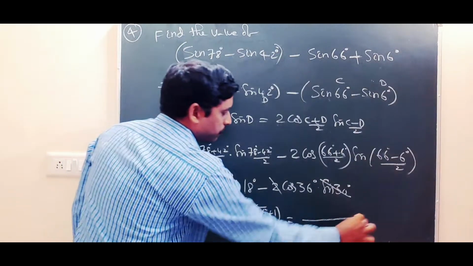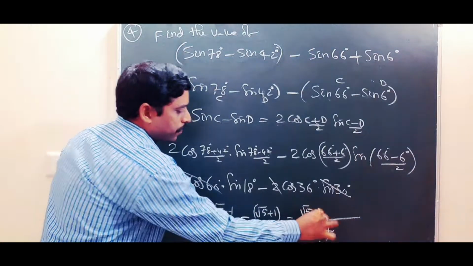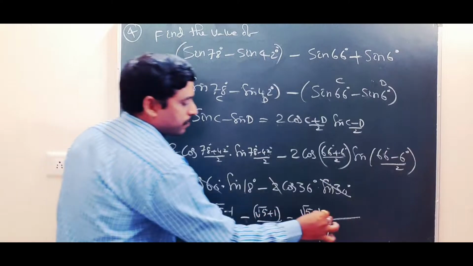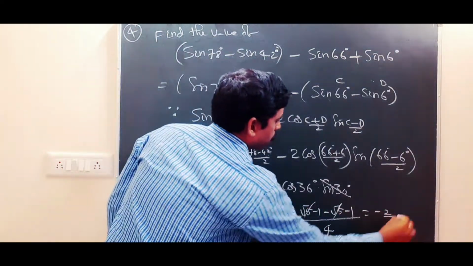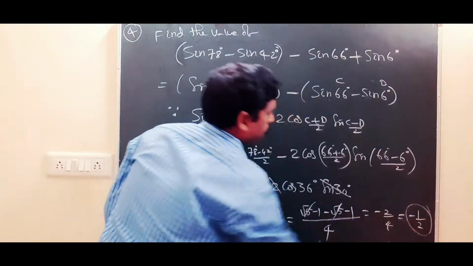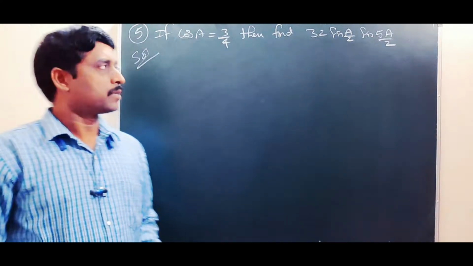So let us do LCM, 4 LCM. Root 5 minus 1 minus root 5 minus 1, it is going to be minus 2 by 4. Answer is minus 1 by 2. Okay, moving to next question.